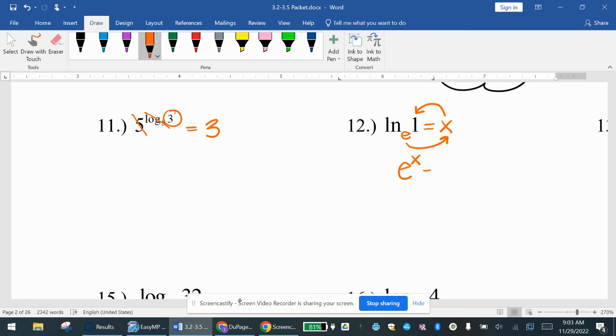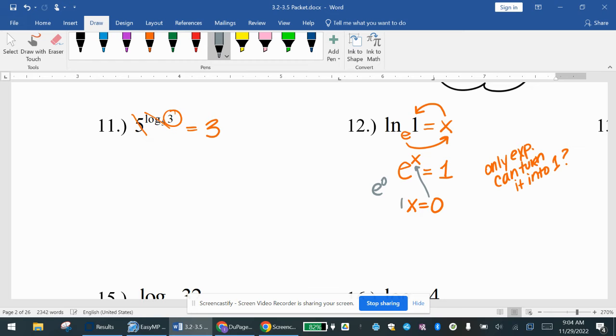So as a log, it was kind of hard to understand what the answer would be. But if I write it as exponential, it should be a little bit more clear. e to what power is 1? Well, what is the only exponent that can turn things to 1? If the exponent's 0, the base turns into 1, right? So the only exponent that could ever make this expression be 1 is if it's e to the 0, right? So 0 is the answer to this problem.